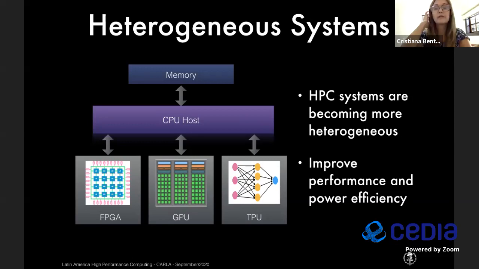So for example, if we have an FPGA which is programmed for cryptography, then all the cryptography in your algorithm goes to the FPGA. The GPU can do image processing and neural networks, and the TPU does the neural network. So this is the main idea of the current HPC systems, what we have inside the systems.